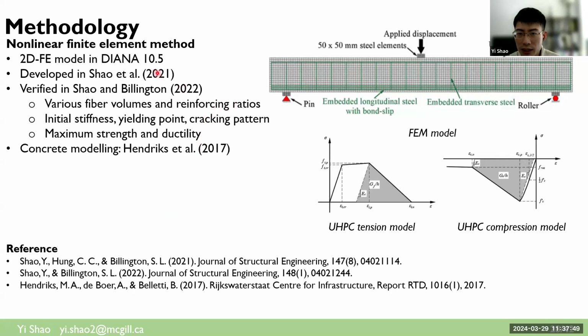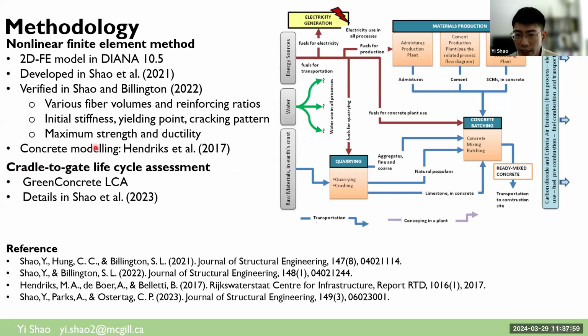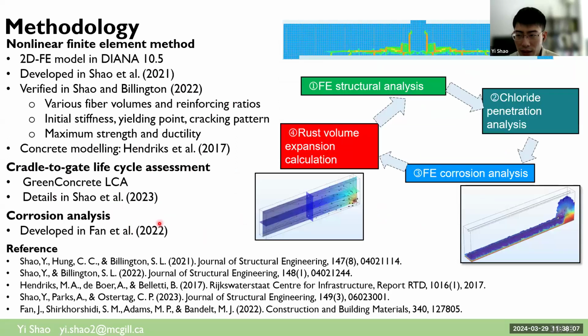And then, just briefly introduce the methodology. We have a two-dimensional nonlinear analysis that has been validated by experimental data. And we use a cradle-to-gate life cycle assessment to analyze the initial carbon footprint of UHPC and concrete beams. And then we use multi-physics corrosion analysis to consider the corrosion progress and the impact on the lifespan of our beams for both UHPC and concrete beams.